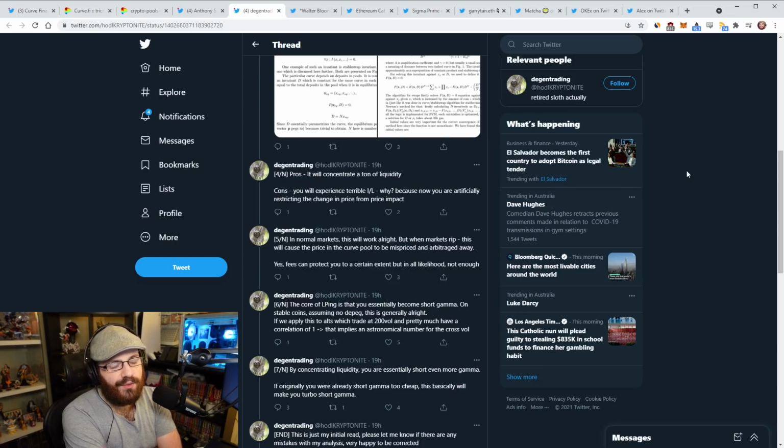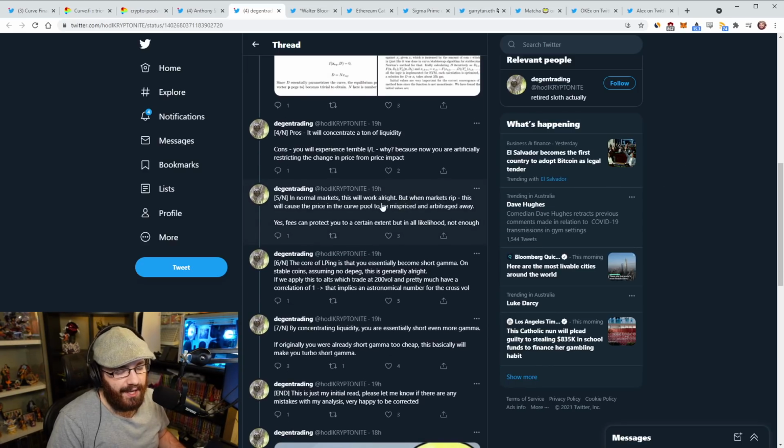So that's the main trade-off, really, and that's what Degen Trading says here. The con is that you experience really bad impermanent loss because you're basically trying, especially with Curve, not Uni V3, but with Curve, you are now artificially restricting the change in price from the price impact. And he goes on to say, in normal markets, this will work all right, but when markets rip, this will cause the price in the Curve pool to be mispriced and arbitraged away.